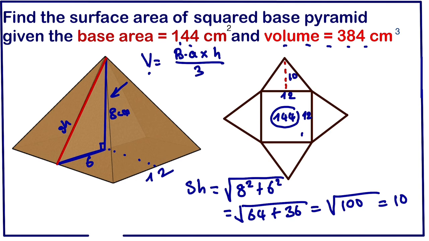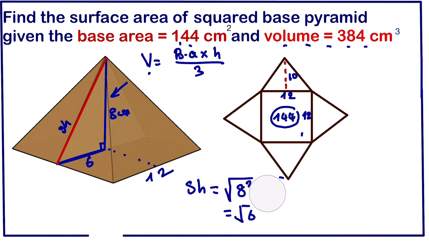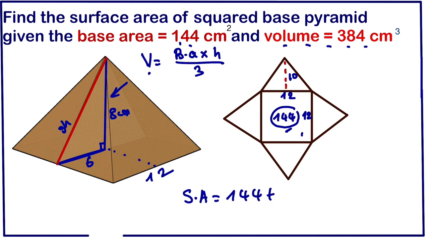Now we can calculate the surface area comfortably. We have all that is needed. So to calculate the surface area, will be equal to the base area. This is our base area, 144, plus the area of the four triangles. So area of this triangle, area is half base times the height.